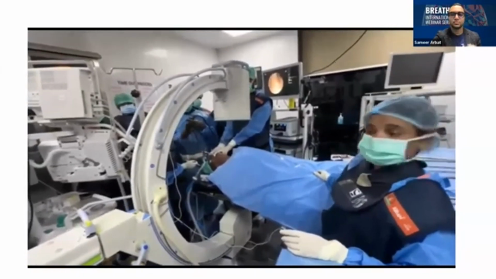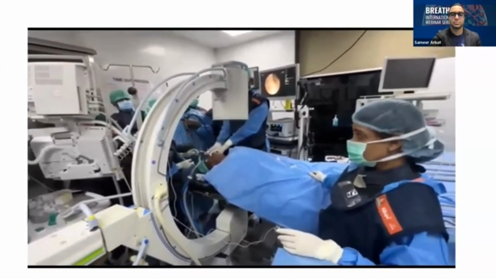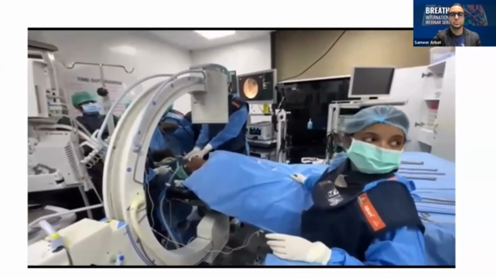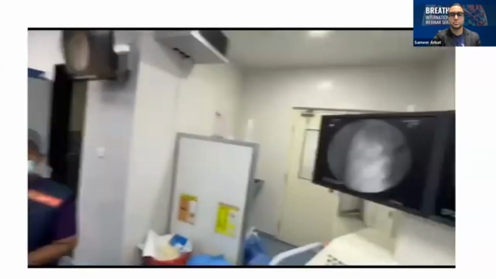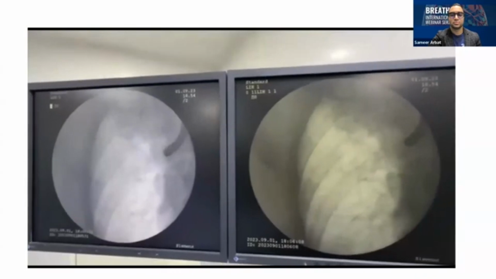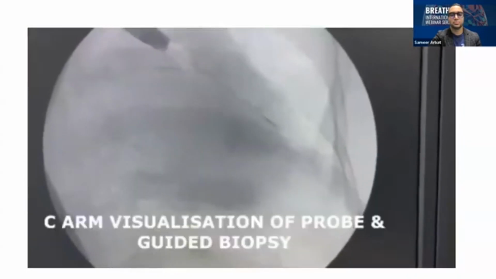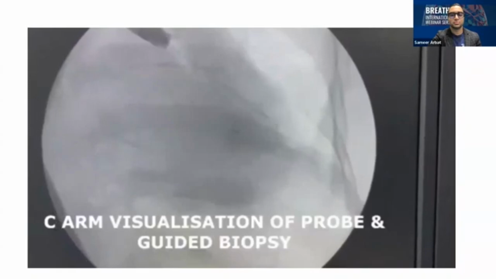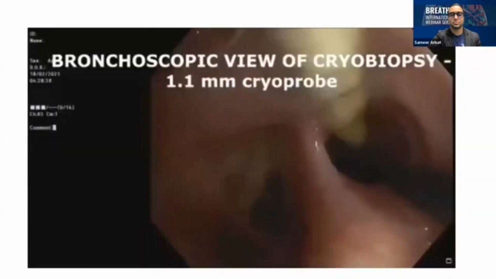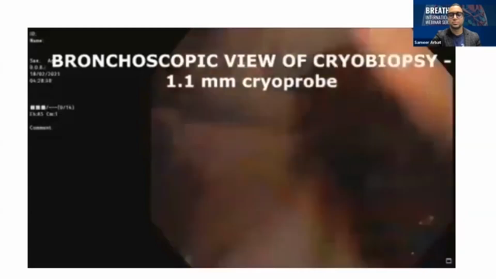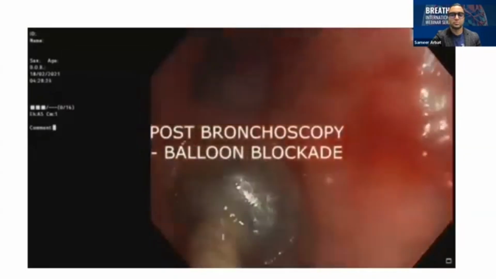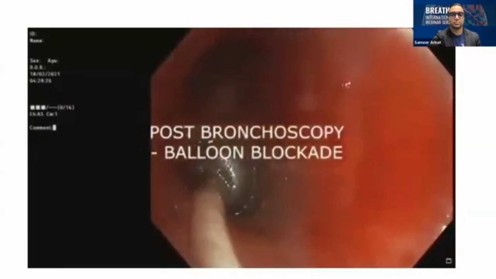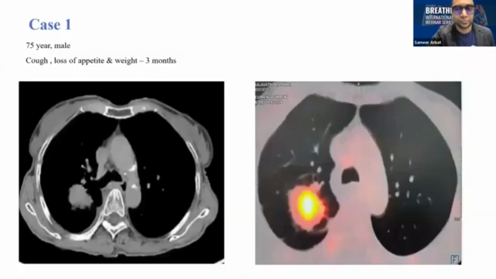Now you can see that I am visualizing the position of my cryoprobe with the help of a C-arm. I make sure that I am away from the pleura. Once I know that I am away from the pleura, I activate my cryoprobe, freezing the tissue, and I remove the entire assembly en bloc. Once I remove it en bloc, you can see that the Fogarty will be inflated so that the bleeding, whatever happens, gets restricted to that particular portion of the lung and does not contaminate. So rigid bronchoscopy plays a very important role in the routine performance of your transbronchial cryobiopsy.